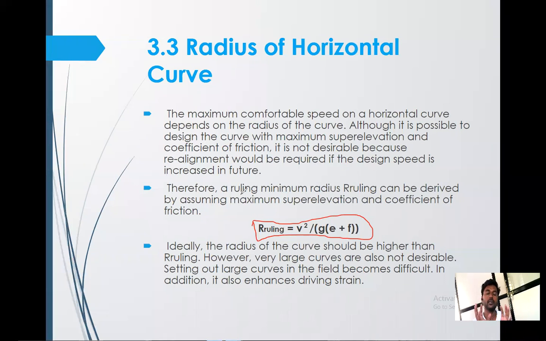So no need to remember this formula. Only remember the trick. Just remember one formula: E plus F is equal to V square upon GR. By that we have derived all the formulas. Instead of remembering all the formulas, just remember how we have derived them, so that it will be easily accessible and easily understood.